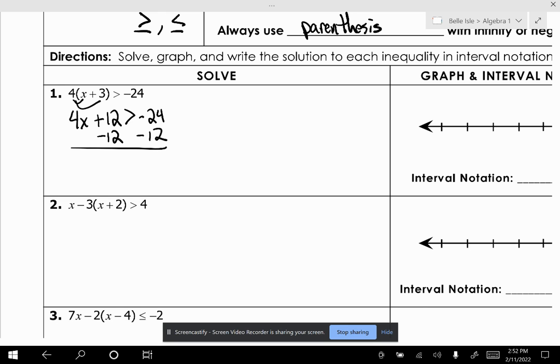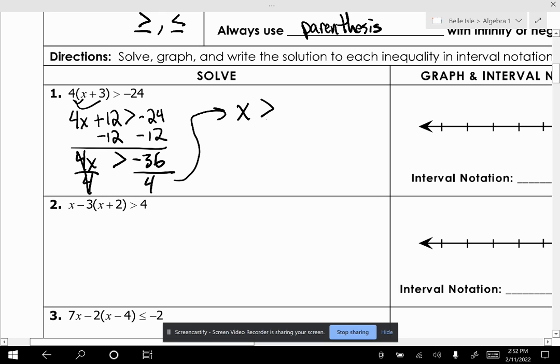Yes, you're solving it the same way you would as if there was an equal sign. So we've got 4x is greater than negative 36. Then you're going to divide both sides by 4. I'm going to move my answer over here. It's going to give me x is greater than negative 9. Again, just solving it the same way that you would solve it as if it had an equal sign.